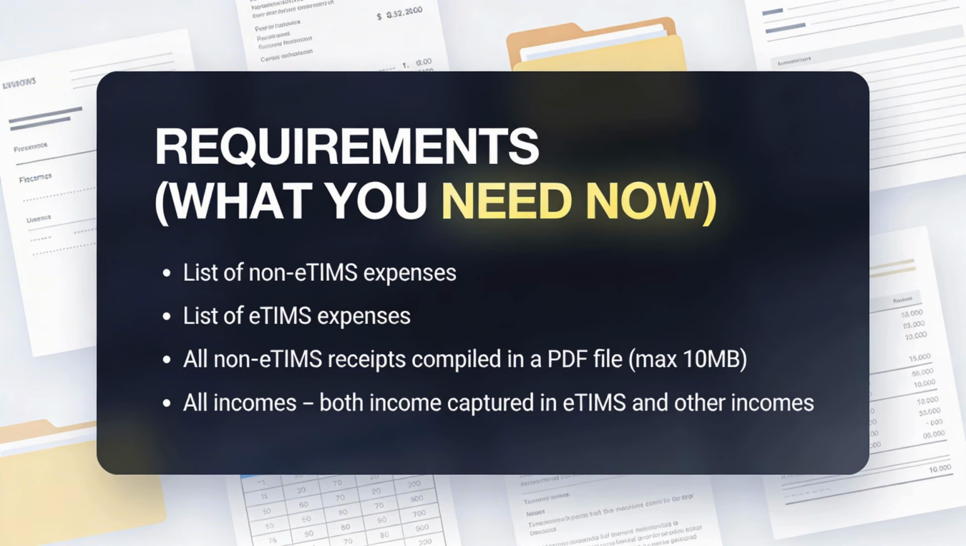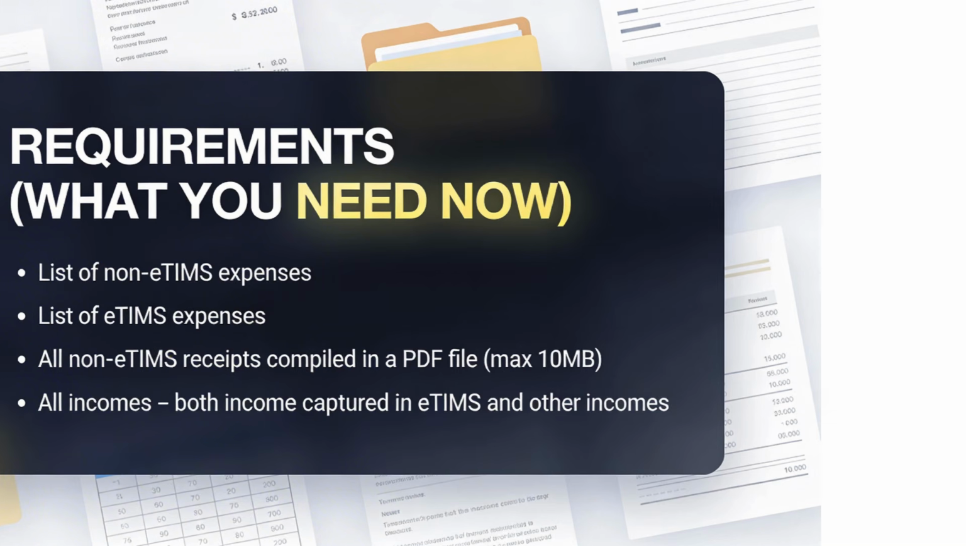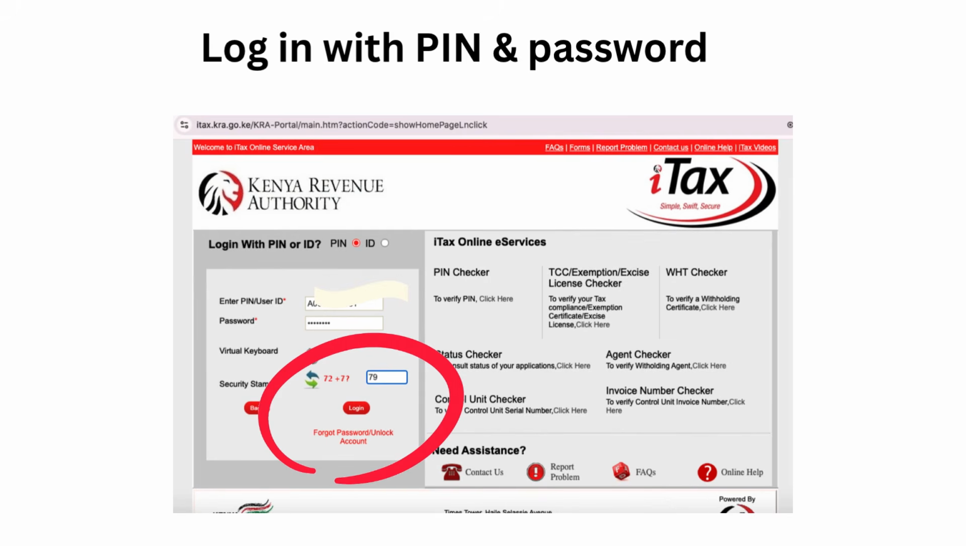And fourth, make sure you have a clear record of all your incomes. This includes both income that was captured in the eTIMS system and any other income that was not captured in the system. Having all these 4 items ready will make your filing process much easier and help you avoid mistakes when submitting your return. So let's now jump into the process.